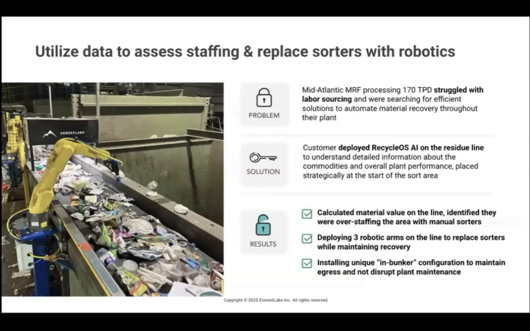Another cool fact about this facility and the solution is that we are installing the robots actually on the bunker side of the conveyor belt, which allows the team to maintain safe egress on the existing platform where they do a lot of maintenance. This just highlights how flexible our small footprint robots are and how creative we can get with our applications.